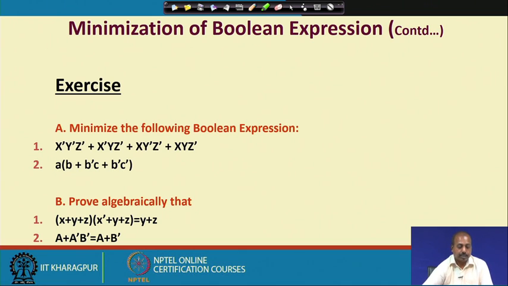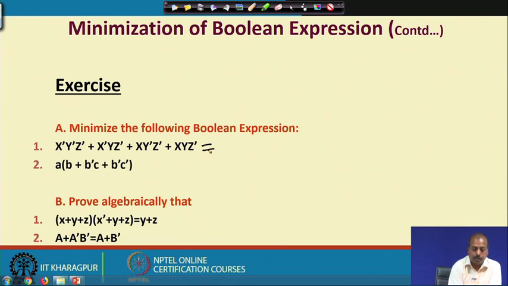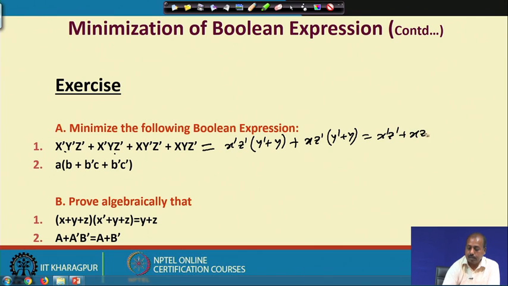Okay, so we can do some exercise. This is x bar y bar z plus this thing. If you want to do this, between the first two terms I can take x bar z bar common and inside is y bar plus y. Similarly, from the second two terms I can take x z bar common and I get y bar plus y. So that boils down to x bar z bar plus x z bar, and again between these two terms you can take z bar common. So you can write it as x plus x bar into z bar. x plus x bar evaluates to 1, so 1 into z bar is equal to z bar.